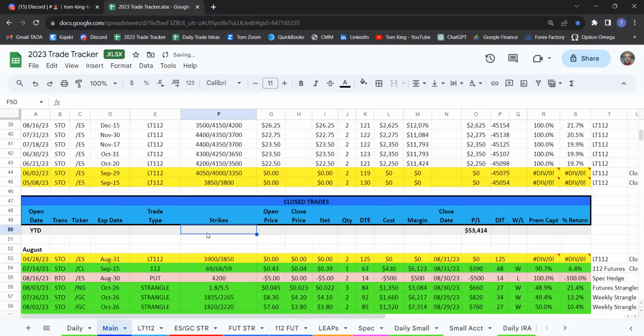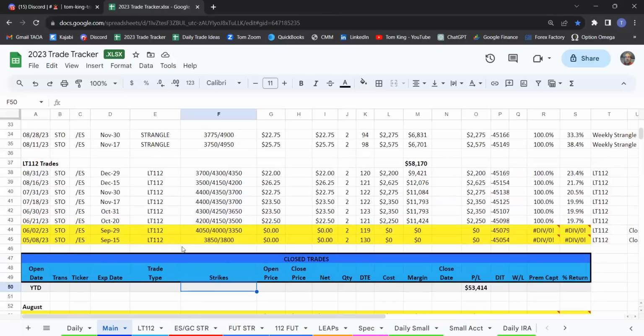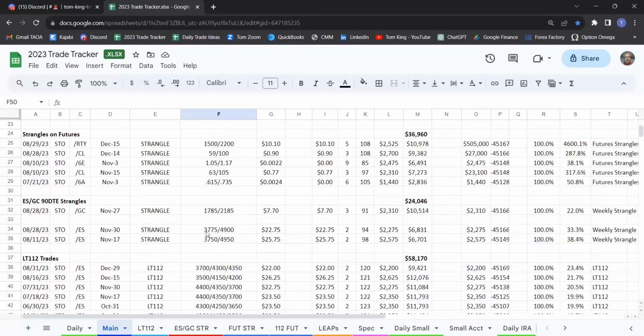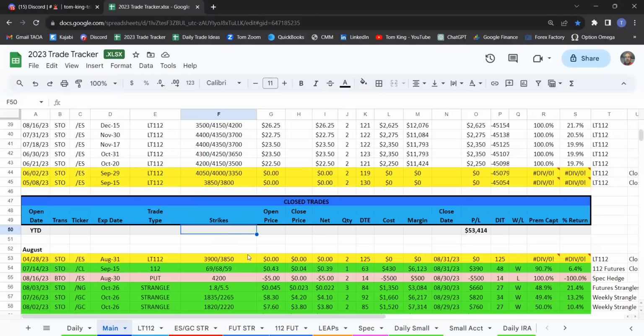Boom. So we are now cleaned up. Got our trades on. We're back down, cleaned up on long-term 112 trades. We will add that strangle back in here a little later when I get off of this. So hopefully this gives you a sense of how we're working through the trade tracking sheet, which allows me to figure out how I'm hedging.